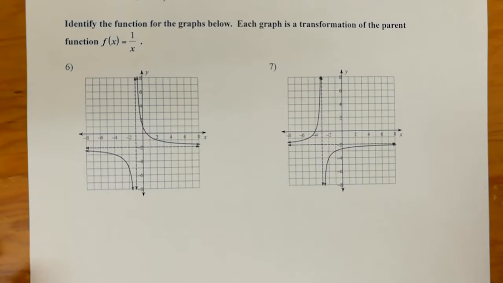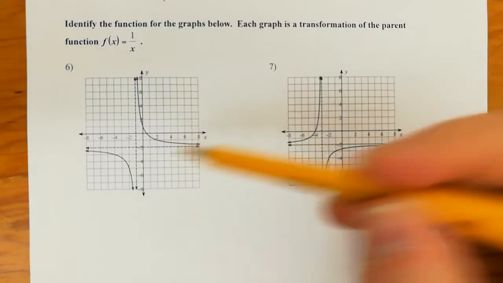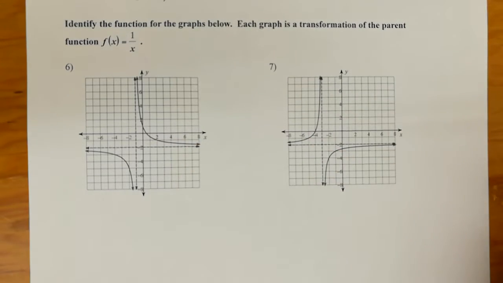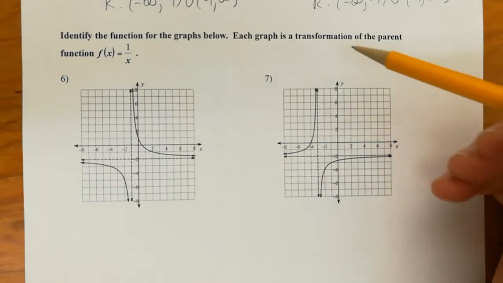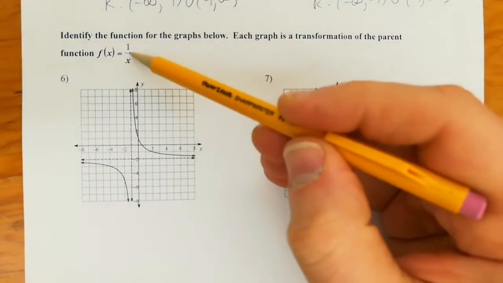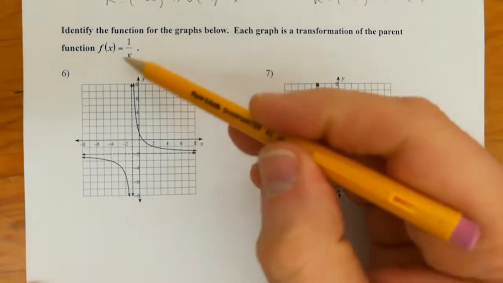All right, in this video, we are going to identify a rational function from its graph. It tells us in the directions that these are all transformations of 1 over x, so it's going to look sort of like this.